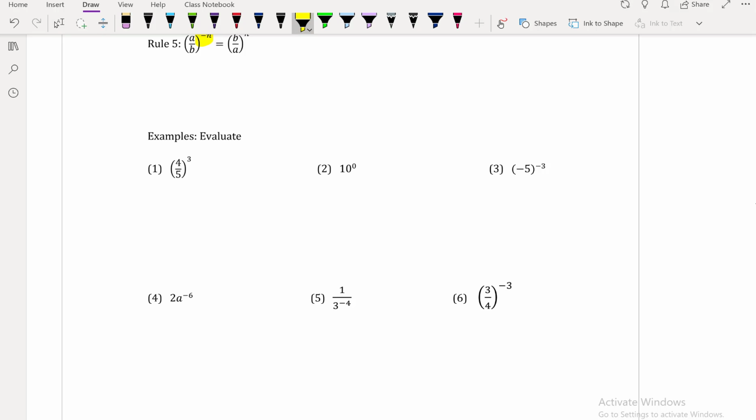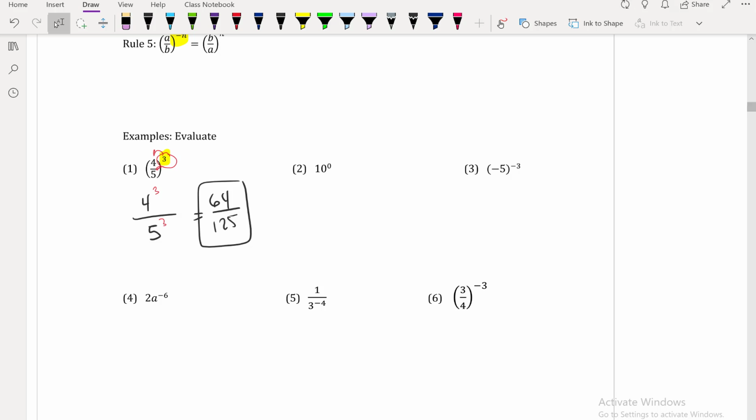So here what you would do is you take this 3 and you distribute. So if I have 4 to the 5th, and then that exponent of 3 gets distributed. So I have a 3 and a 3. So now I have a 4 to the 3rd power, which is 64, and a 5 to the 3rd power, which is 125. So I have 64 over 125. And we know that anything to the 0 power or 0 exponent will always equal to 1.